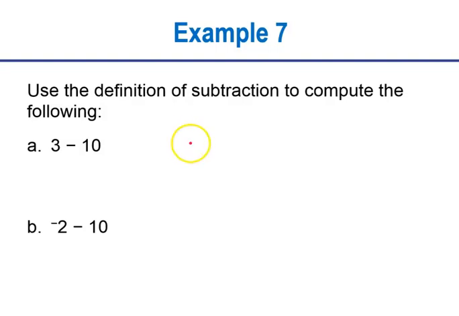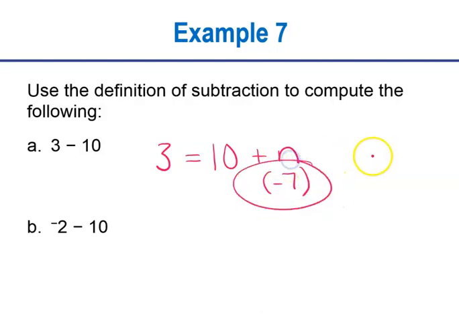So we're going to say that 3 is equal to 10 plus n. Now, what would n have to be to make this true? Well, if you're adding a positive number, your answer is just going to be bigger than 10. So we're going to walk the other way on the number line. We're going to face the other direction, and we're going to have to go negative 7 to pull that off. And that's why we know this answer is negative 7.